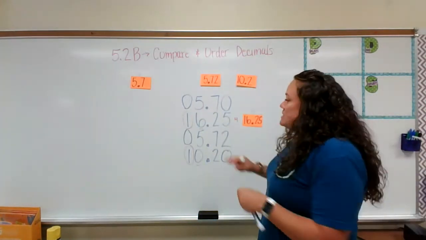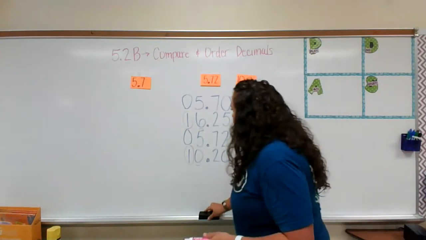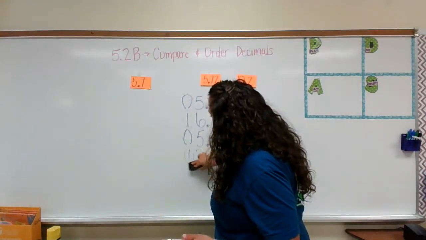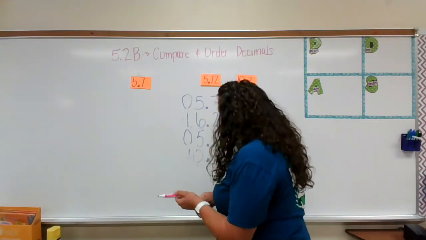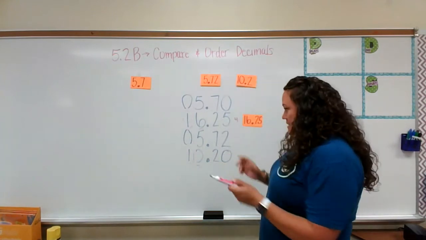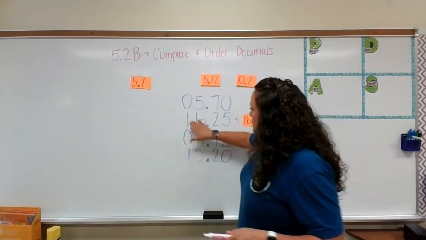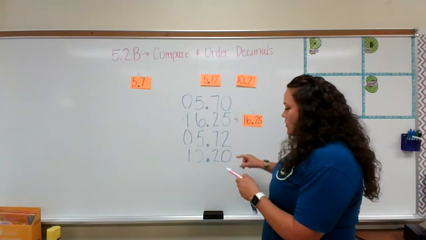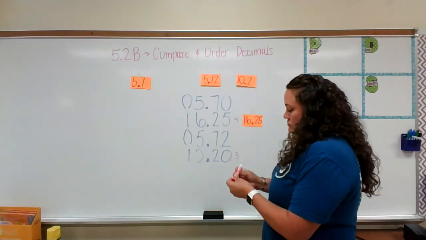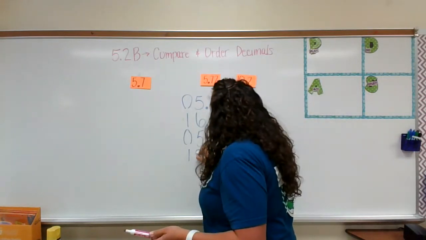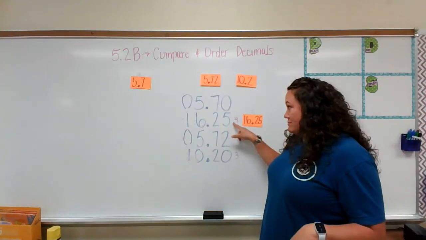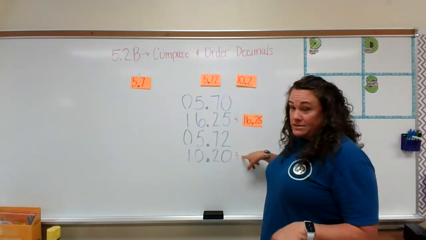Since I was comparing this number up here and that number down here, I'll know that this one is going to be the next greatest number. So I'm going to add a 3 here. Okay, so I have my greatest number and my next greatest number.